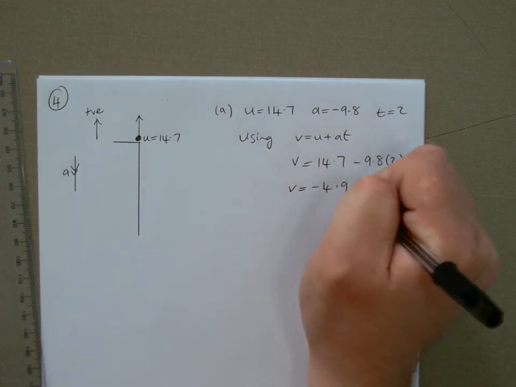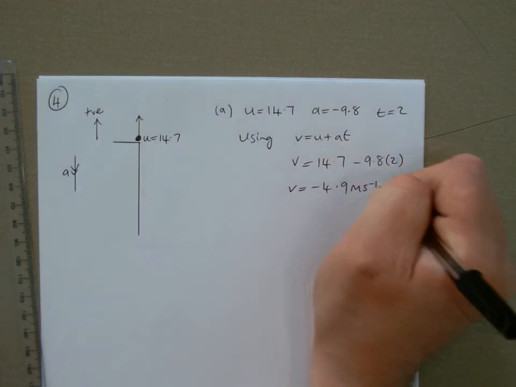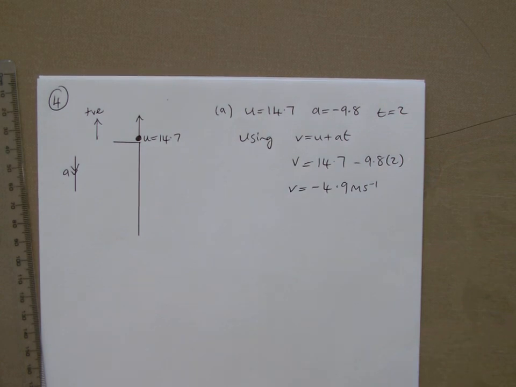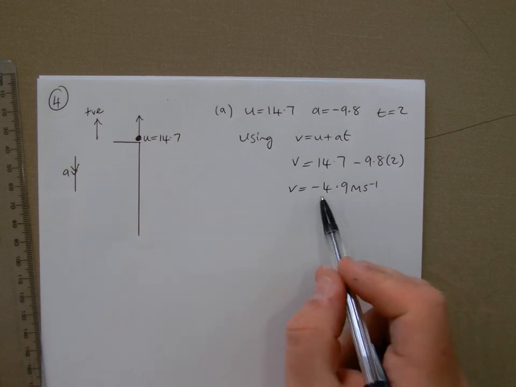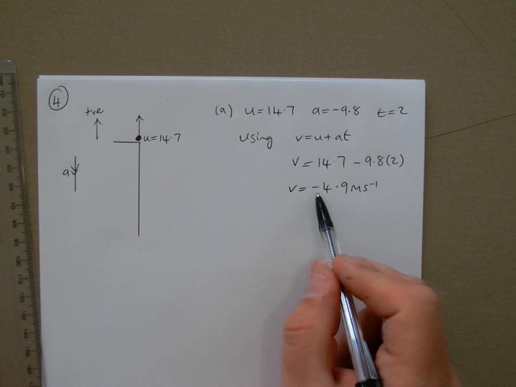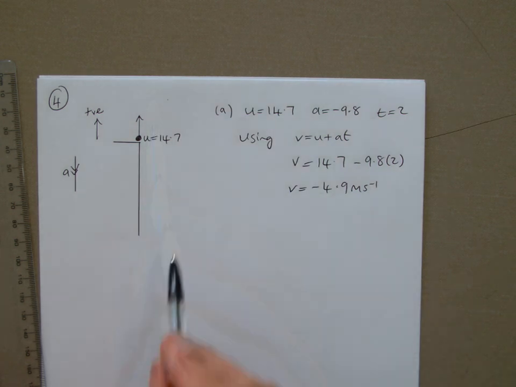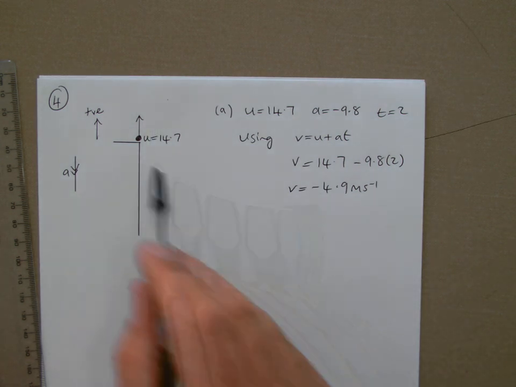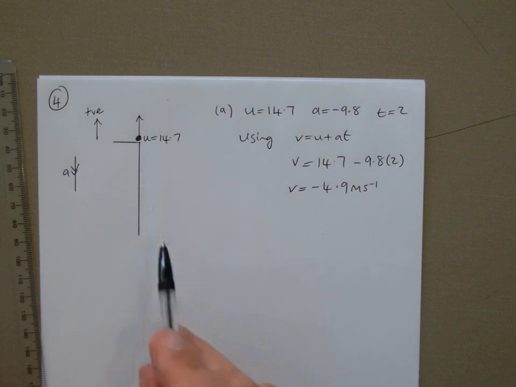Now that's okay, because remember velocity not only gives us the speed, but it also gives us direction as well. The fact that it's coming out as a negative means that it's opposing the positive direction. So velocity there is telling us the direction it's going in. So because it's minus, we're actually going downwards. So when t is 2, the pebble is actually falling.